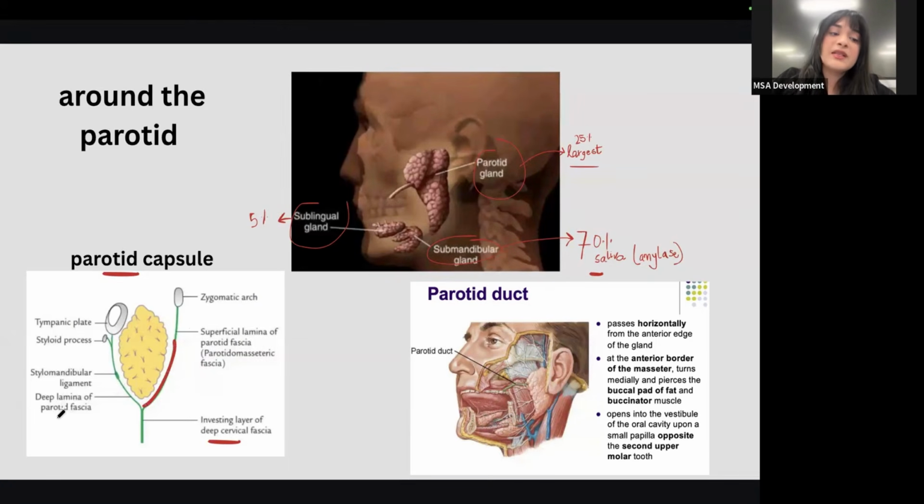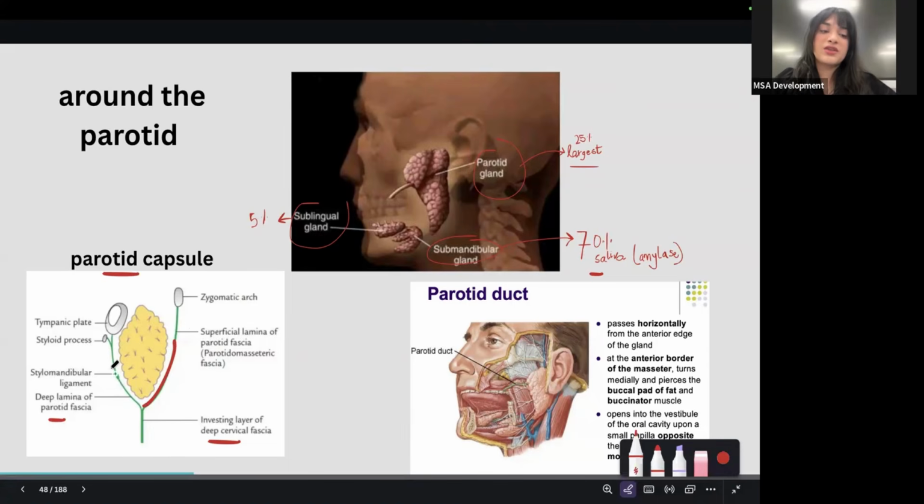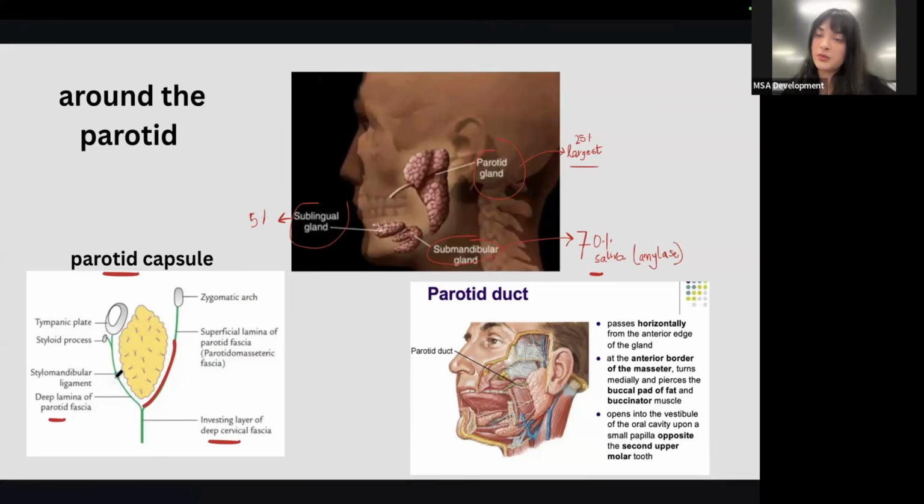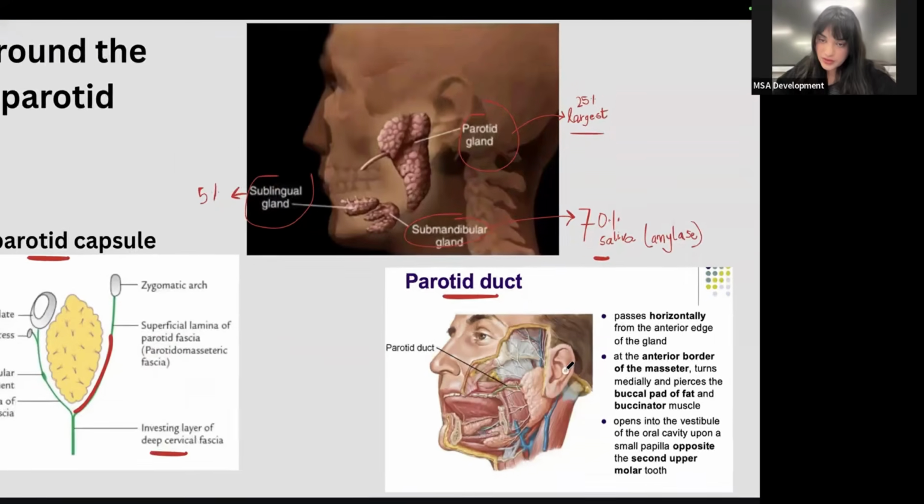On the other side, you have the deep lamina. This thickens over here to form the stylomandibular ligament. It sort of separates the parotid gland from the submandibular gland. And then you have the styloid process, and then it joins up to the tympanic plate. Just remember that. Then you have the parotid gland. Very important again. So let's zoom in a bit.